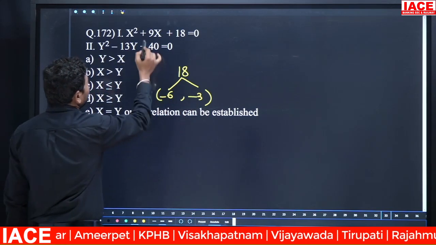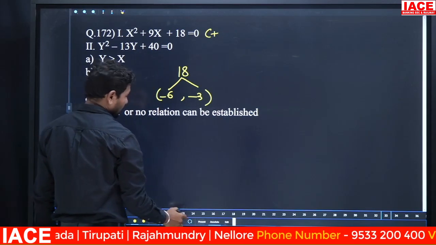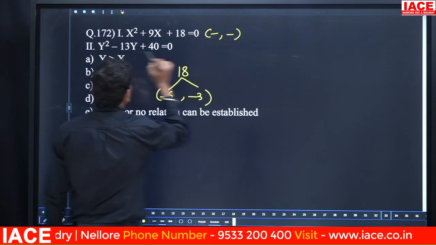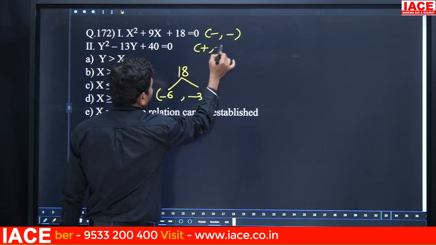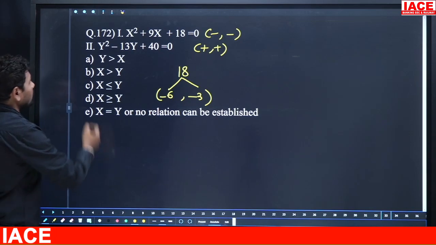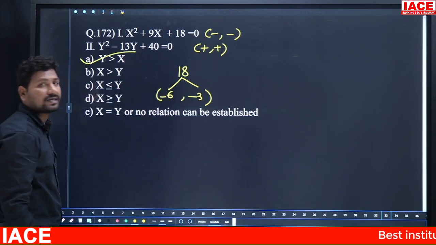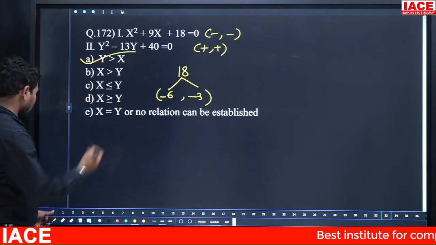And you can observe that a plus equation always gives minus factors. Minus plus equation always gives plus factors. Then comparing a negative value with a positive value, the positive value is always bigger. Then what is the answer? x less than y, which means y greater than x. Option A. Not required the factors.